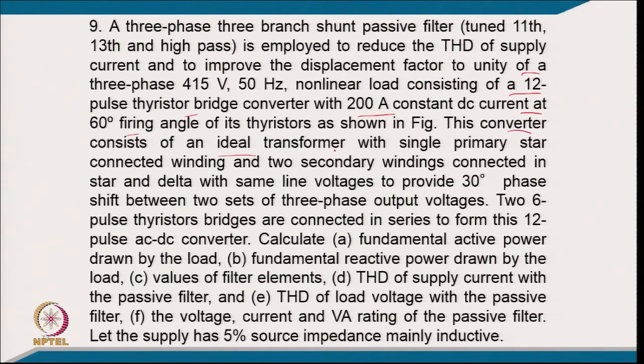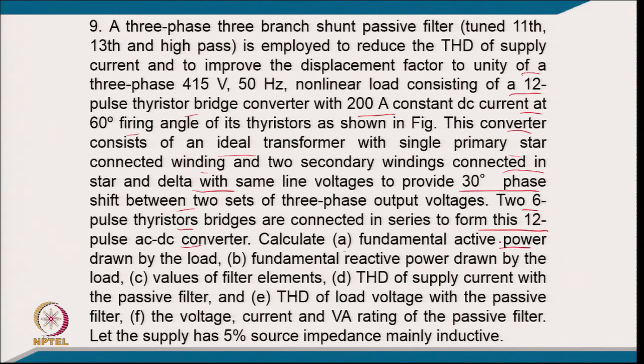This converter consists of an ideal transformer with a single primary star connected winding and 2 secondaries connected in star and delta with the same line voltage to provide 30 degree phase shift between the 2 sets of 3-phase output voltage. So, 2 6-pulse thyristor bridges are connected in series to form a 12-pulse AC/DC converter.